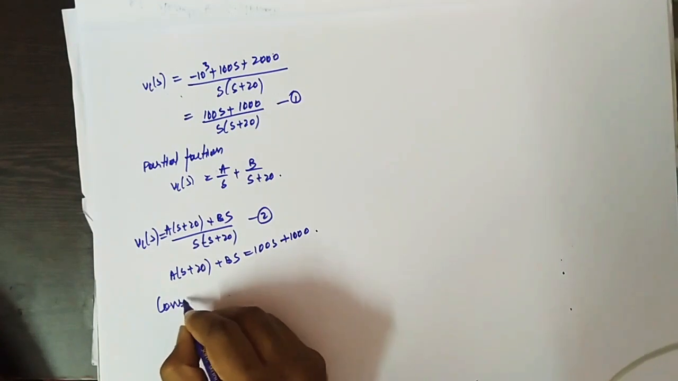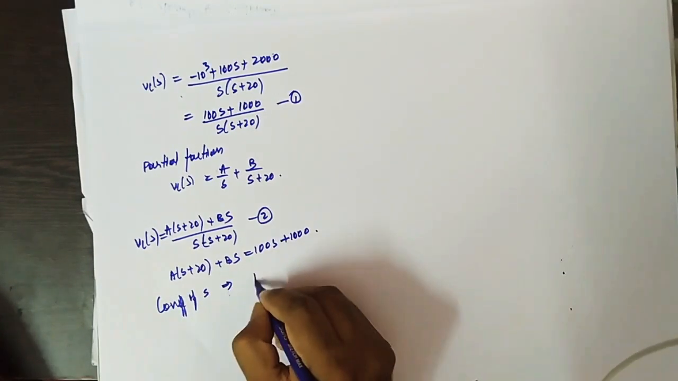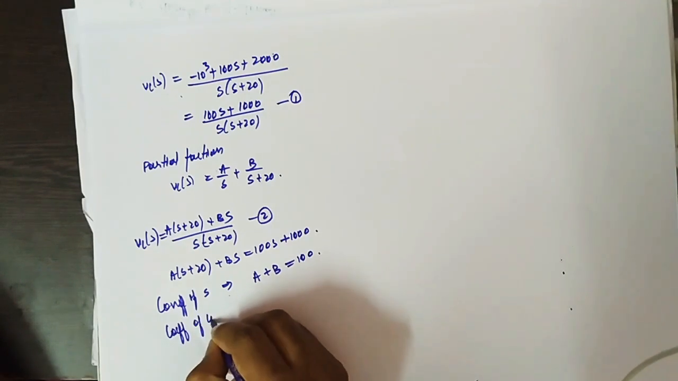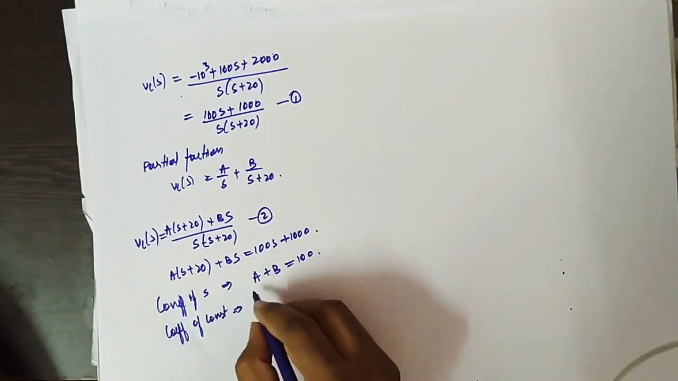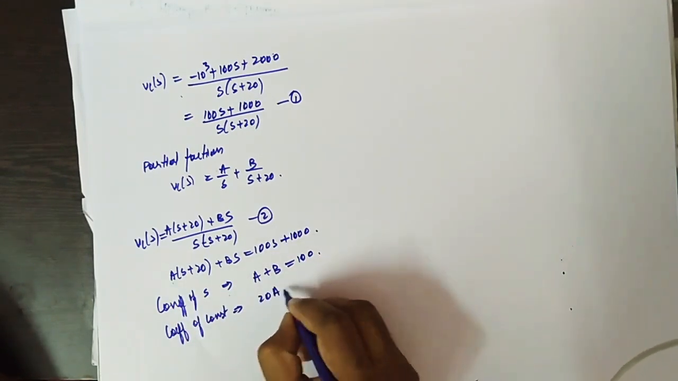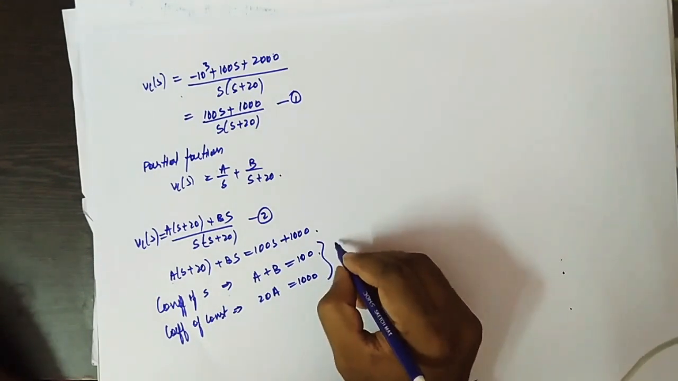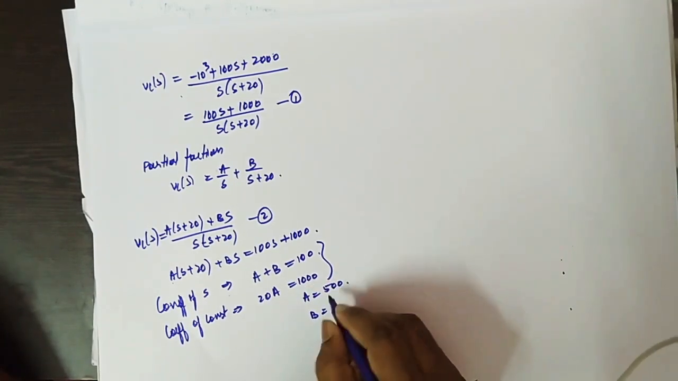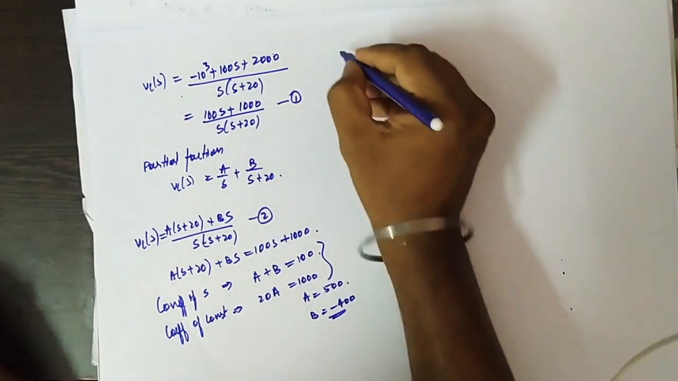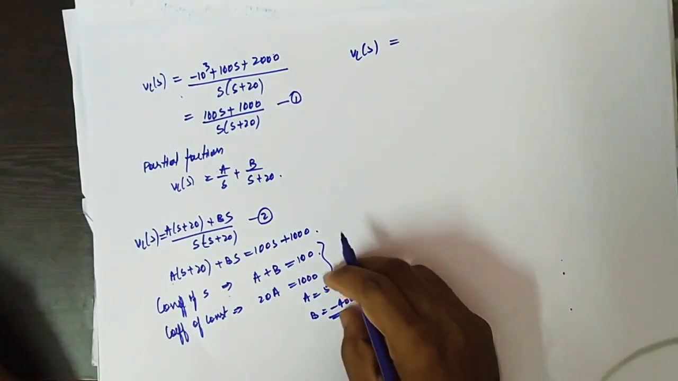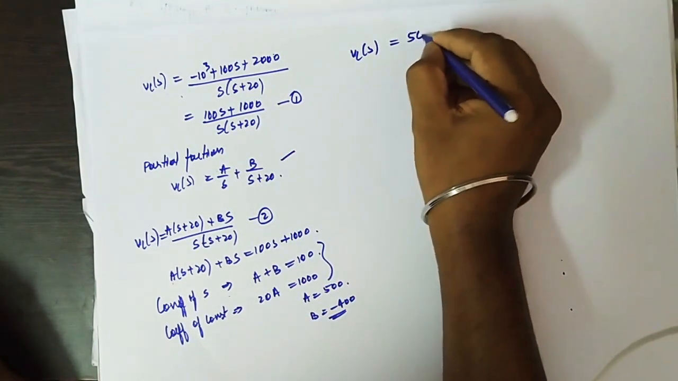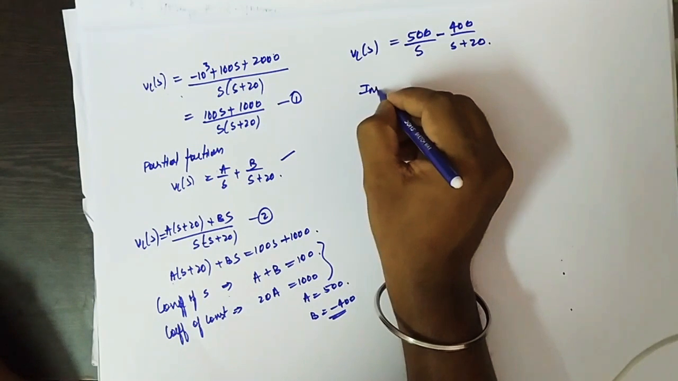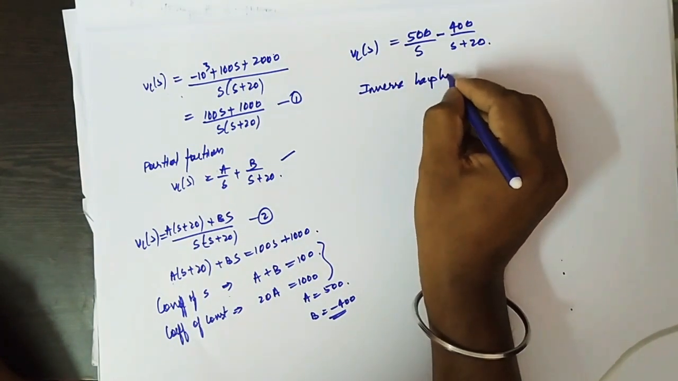So comparing the coefficient of S, A plus B equal to 100. Comparing the constants, 20A equal to 1000. By solving those equations, A you will be getting 500, and B you will be getting minus 400. So Vc of s equal to, substitute A and B here. So this equation will be turned into, by applying inverse Laplace, you will get Vc of t.